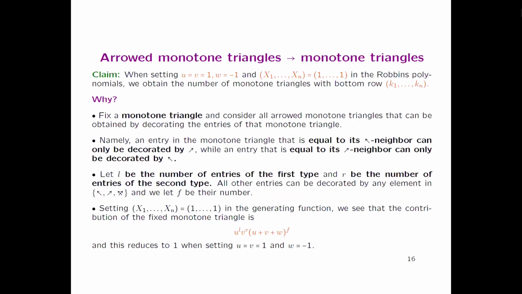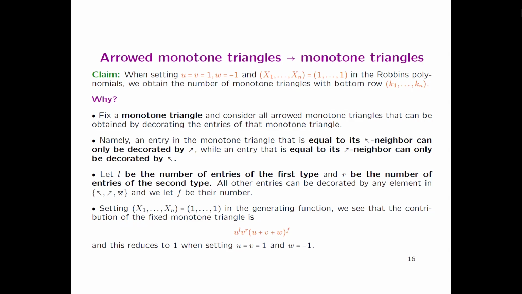Okay. So that slide explains how to come somehow from arrowed monotone triangles to monotone triangles again. So what do I mean by this? I take these Robbins polynomials and I evaluate them at a certain point, and my claim is that this again gives the number of monotone triangles with a fixed bottom row. So somehow we have to get rid of this decoration.